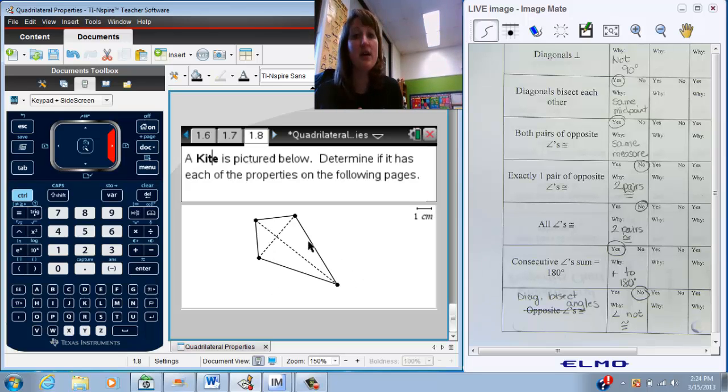So at this point, if you want, you can go back through and test all the properties for all of your shapes. The rest of your packet is just taking those properties and applying them to algebraic problems. Okay? So that is your lesson for this week.